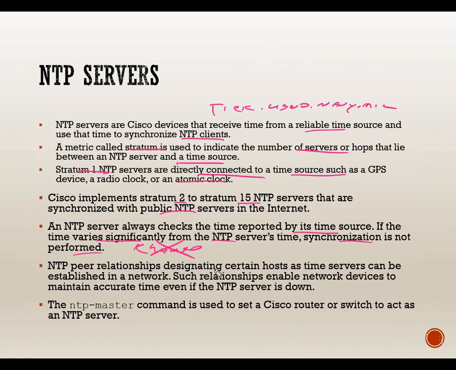NTP relationships designating certain hosts as time servers can be established in the network. This enables the network devices to maintain accurate time even if the NTP server is down. To be established, they say NTP peer relationships, which we talked about in the previous slide. The ntp master command sets a Cisco router or switch to act as the NTP server. So the ntp master command tells it that it is a time server.